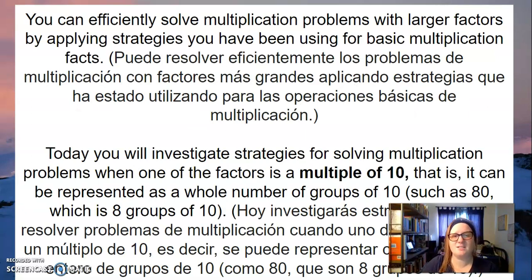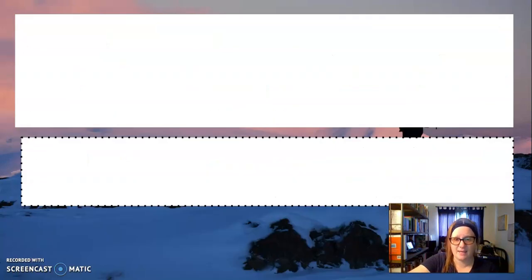So you can efficiently solve multiplication problems with larger factors by applying strategies you have been using for basic multiplication facts. So today you will investigate strategies for solving multiplication problems when one of the factors is a multiple of 10. That is, it can be represented as a whole number of groups of 10, such as 80, which is 8 groups of 10.